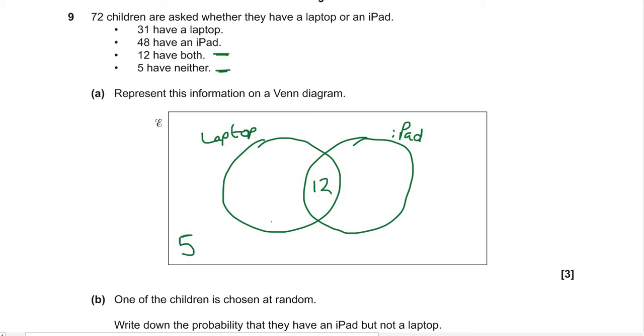So if we know that 48 have an iPad, but 12 of those also have a laptop, this must mean that 36 have just an iPad. Because when you add them, you get everyone who has an iPad. Similarly, if we know that 31 people in total have a laptop, but 12 of them have an iPad as well, this must mean that we have 19 people who just have a laptop.